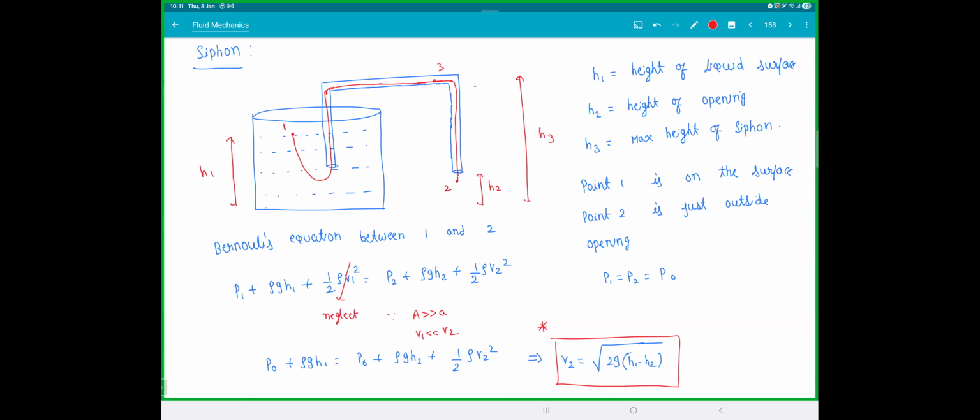Only 5 meter, not 10 meter in real life, because in real life you have surface tension, friction, all that stuff. So it doesn't work that way exactly. Clear with this? So with that, we are done with fluid statics and dynamics.